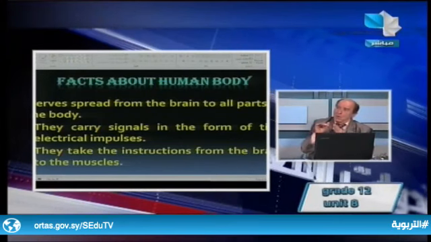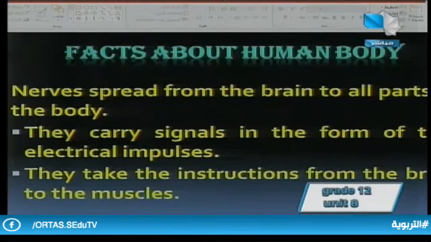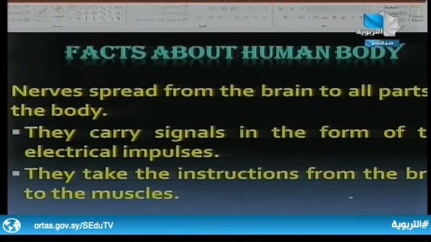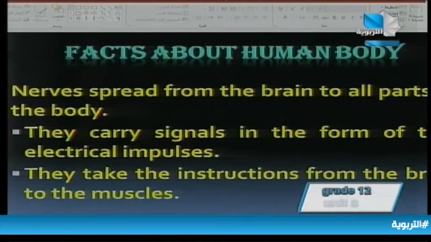Then they also take instructions or orders from the brain to the other parts of the body, especially the muscles. Very nice indeed.